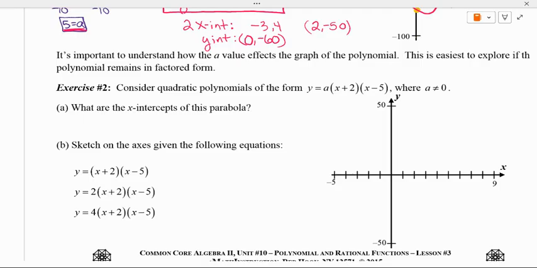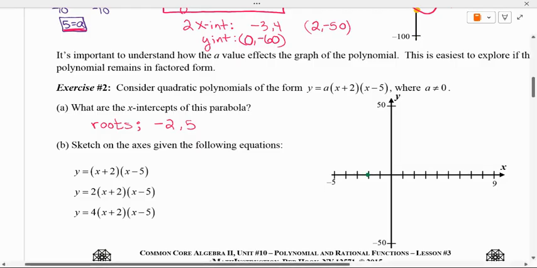So what are the x-intercepts of this parabola? Oh, go ahead. Say it again. Yeah, the roots are -2 and +5. Okay, the roots are -2 and +5. Because remember, the roots have the opposite sign of the factor. Okay, so we have to sketch on the axes all three of these equations. So we're going to graph three parabolas. So if you want to use three different colors, please do.